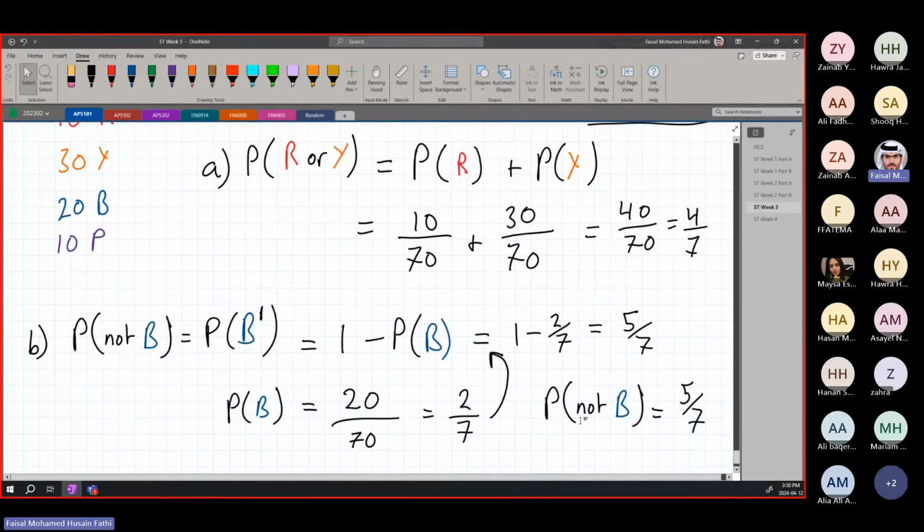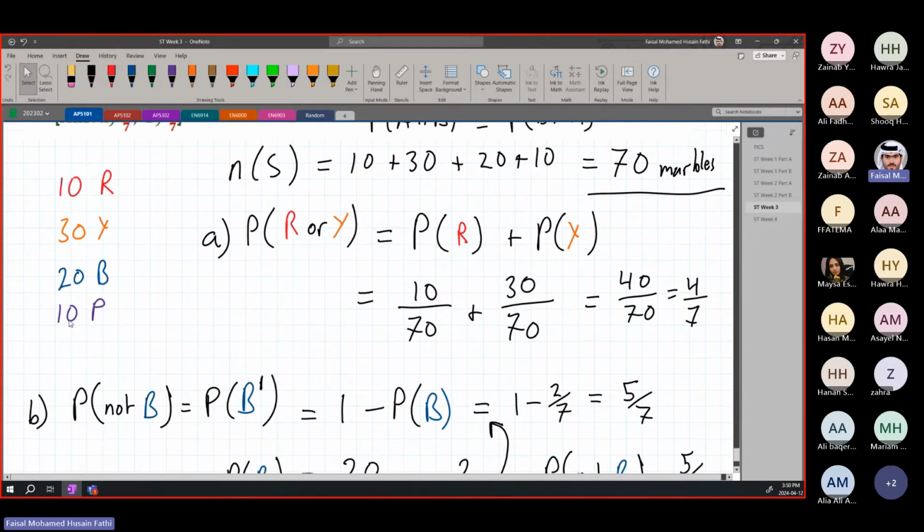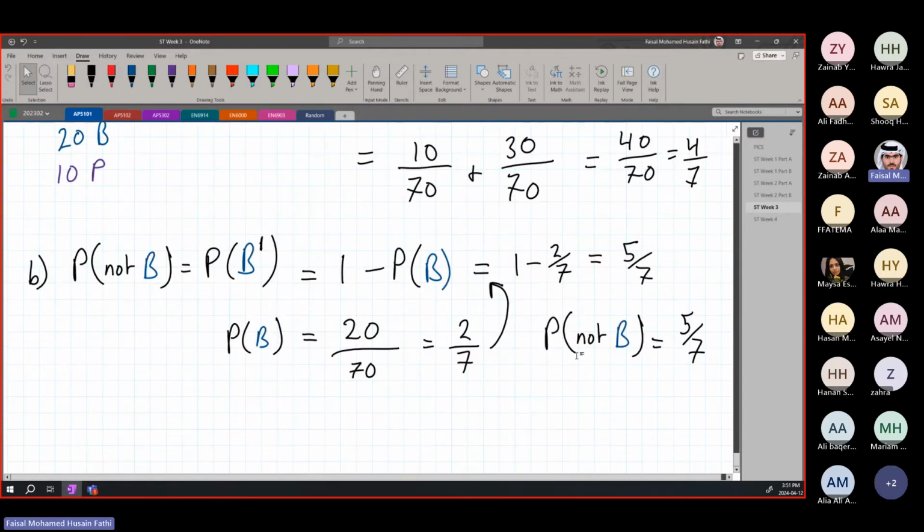Another way, which I would not recommend for solving this, is to add all the non-blue colors together. So you have 10, 30, and 10. So that's 10, 20, plus 30, that's 50. 50 other marbles divided by 70 marbles, because these are all not blue, right? The red, yellow, and pink are obviously not blue. So you're just going to add them all up. It's going to be 50 marbles divided by 70, and you're going to get the same answer because it's not blue. It's the same exact concept. All right?